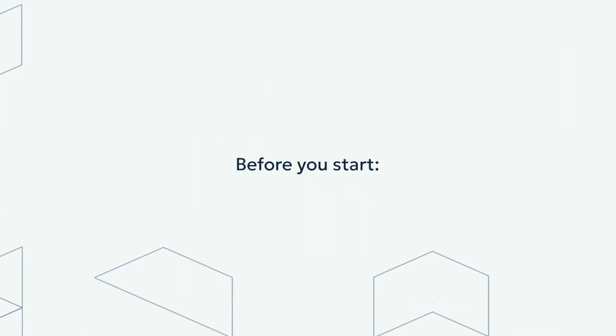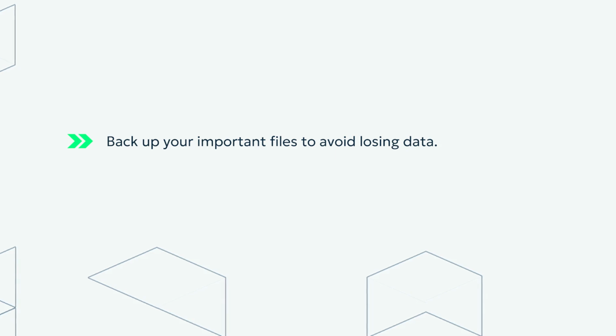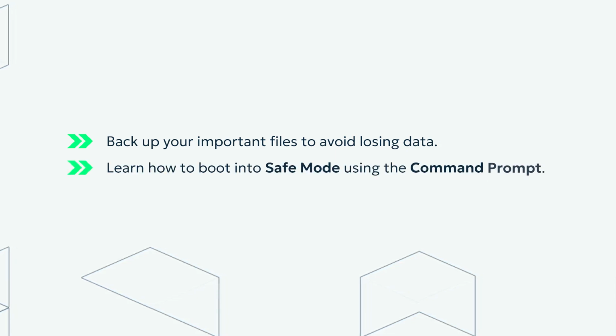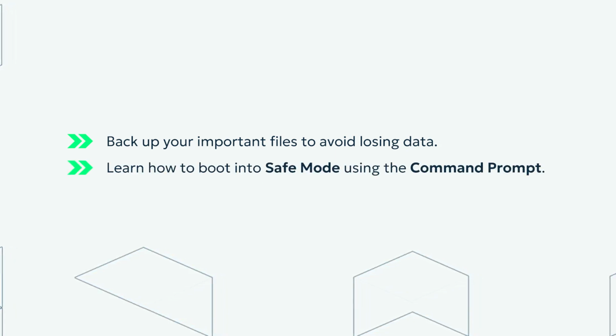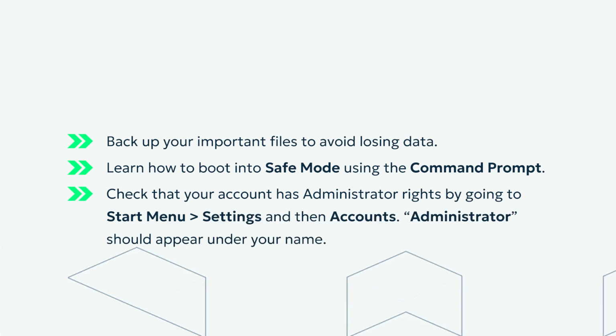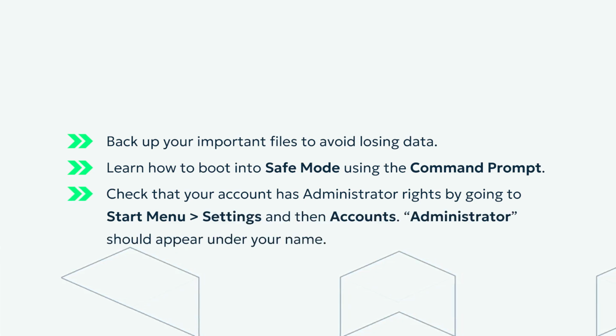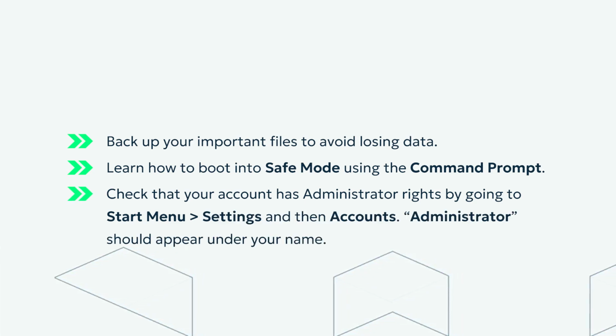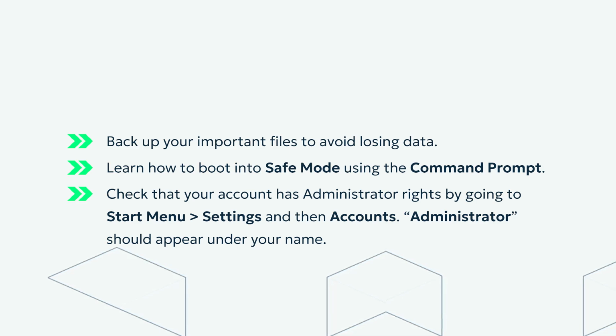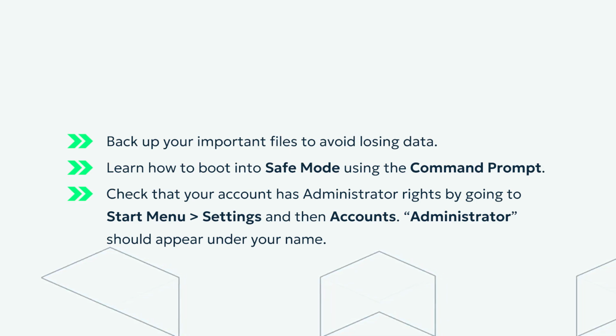Prerequisites for BSOD troubleshooting. Before you start, back up your important files to avoid losing data. Learn how to boot into safe mode using the command prompt. Check that your account has administrator rights by going to Start menu, Settings, and then Accounts. Administrator should appear under your name.